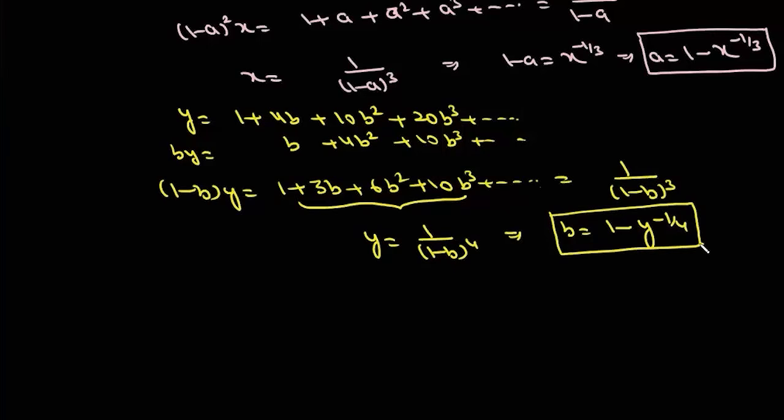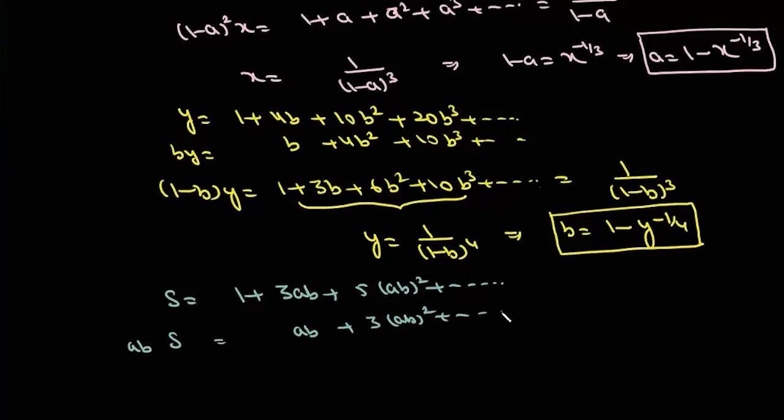So we have the value of a and b. Now we have to find the sum of this series, which is 1 plus 3ab plus 5ab square up to infinite in terms of x and y. So again we write the same series and multiply it with the common ratio ab and displace it by 1. So it will be this ab, and this is 3ab square up to infinite.